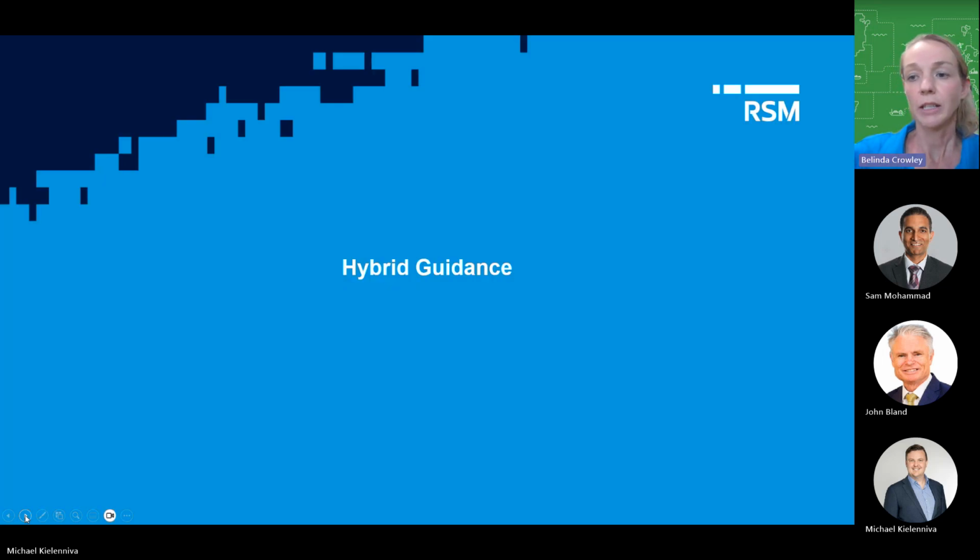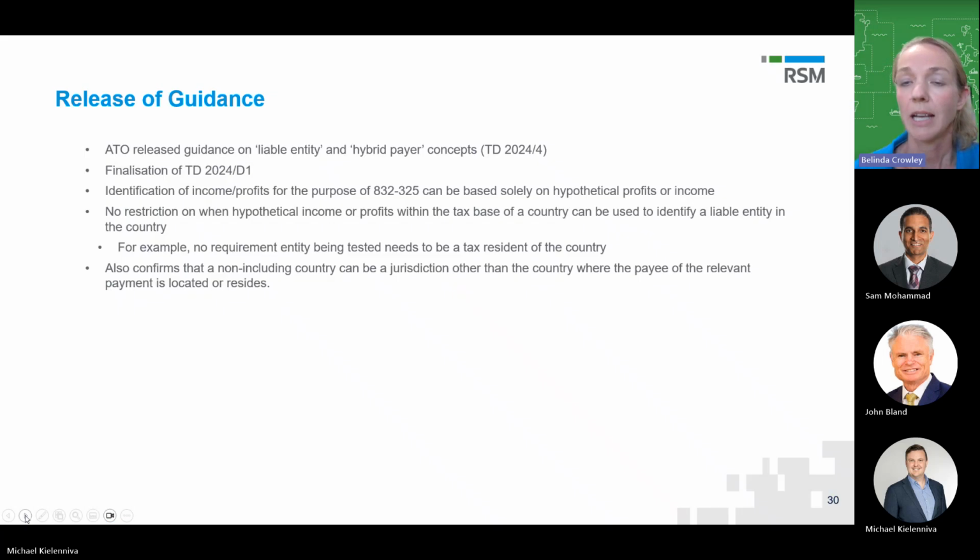Okay, and just finally, there has been one new ruling in relation to the hybrid provisions released. It is Taxation Determination 2024/D1. It is considered an unusual position for the ATO. The ruling itself clarifies aspects of the meaning of liable entity and also of hybrid payer.